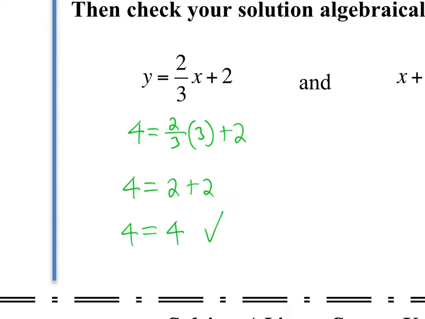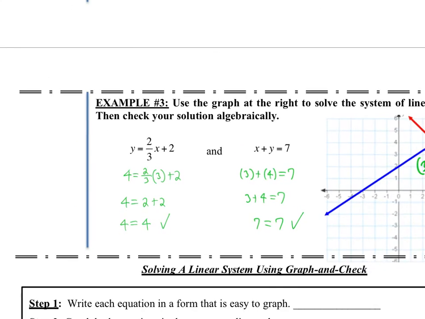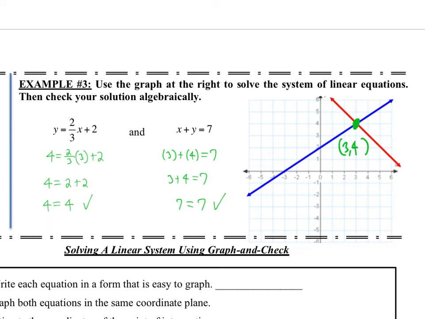So this equation's good. Then we have x was 3 again. So we're plugging into x plus y equals 7. 3 plus 4, which is y, equals 7. Does 7 equal 7? That's 3 plus 4. It does. That means it's going to work. So that's how we tell whether it's a solution or not algebraically, whether they're both true.